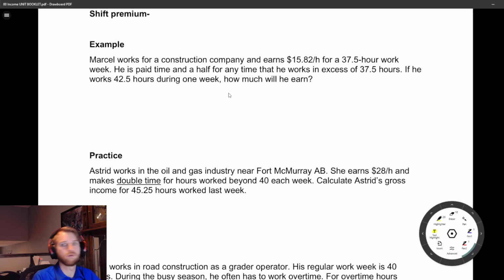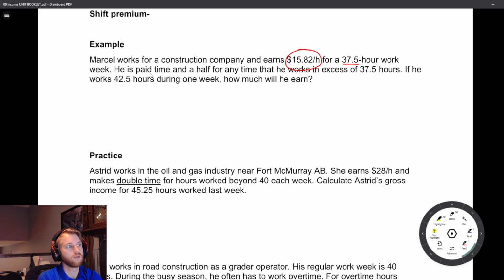Okay, so how do we calculate this? This example says that Marcel works for a construction company and earns $15.82 an hour for a 37.5-hour work week. This is what he's normally paid for this number of hours each week. And he is paid time and a half for any time that he works in excess of 37.5 hours.